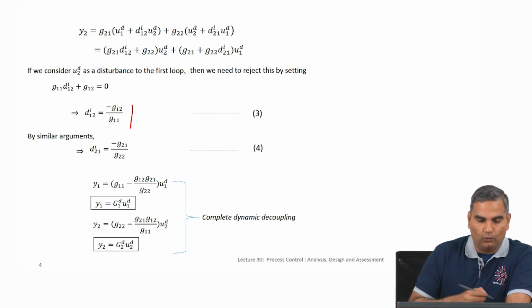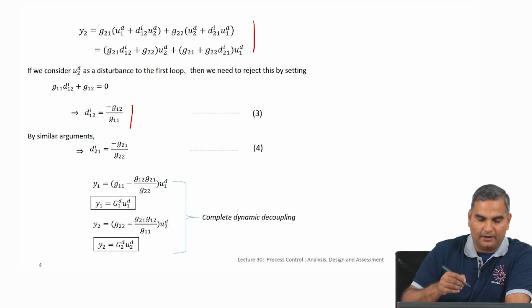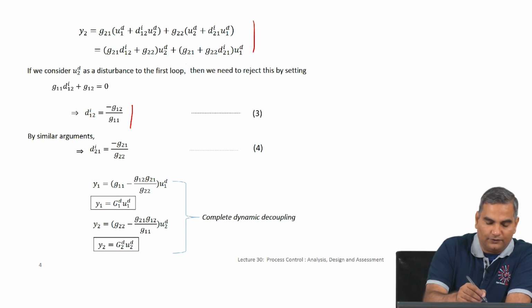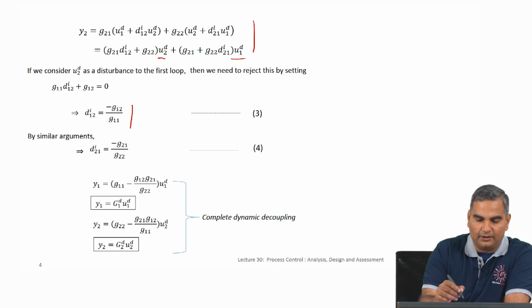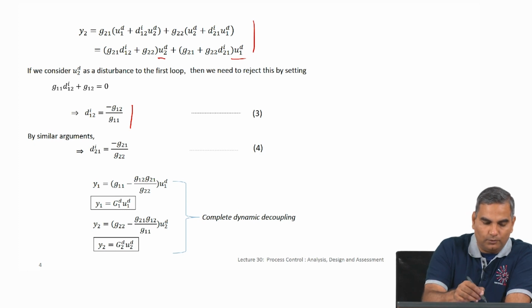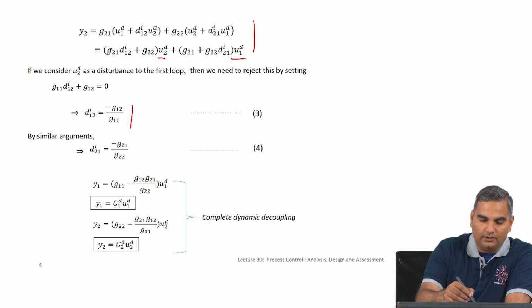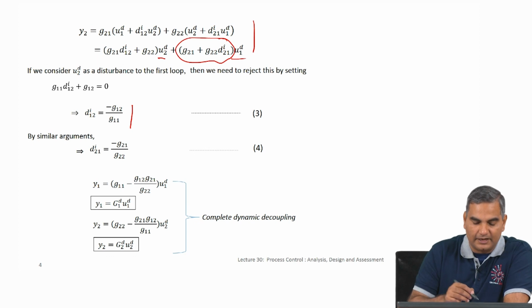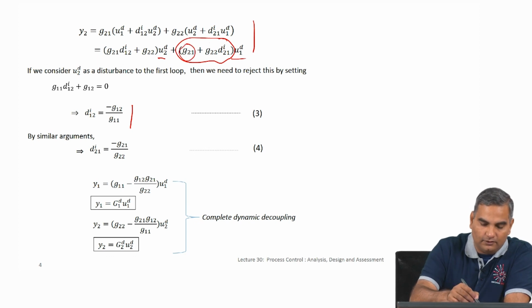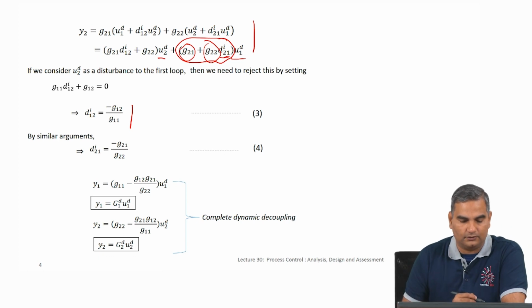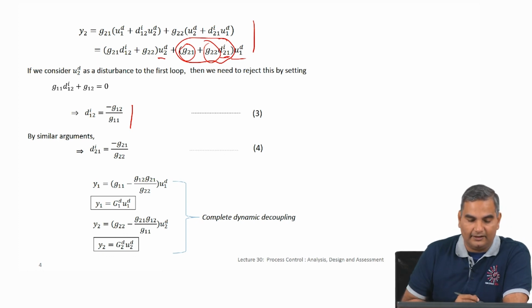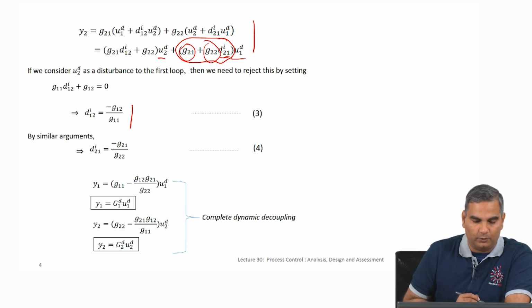Similarly, if you look at y2 and do the same algebra, y2 is a function of both u2 decoupled and u1 decoupled. If you want y2 to be affected only by u2 decoupled, then you want this to go to 0. That will give you one equation. Here again this is known, and this is something that we can choose. Once we decide that we want to make this 0, the choice for that is also obvious.